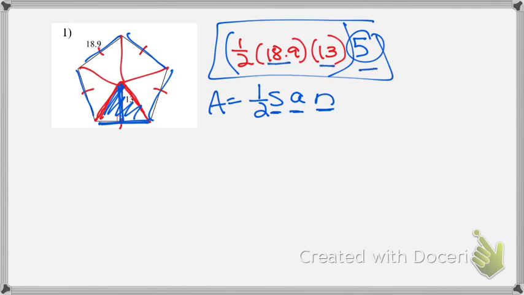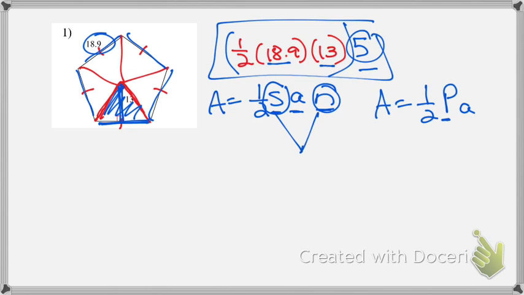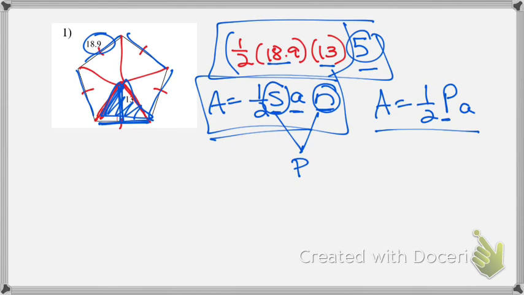Okay? You can also say there's another formula that's 1/2 PA. The P is for perimeter. Because if I take the length of one side, the 18.9, times the number of sides, 5, multiply those two, that is the same as perimeter. So you can use either formula. I usually just use this one. So 1/2 SAN. Find the area of one triangle and multiply by the number of triangles.